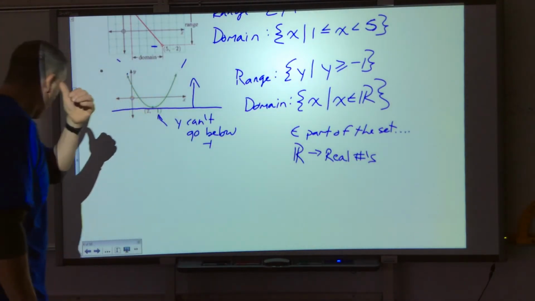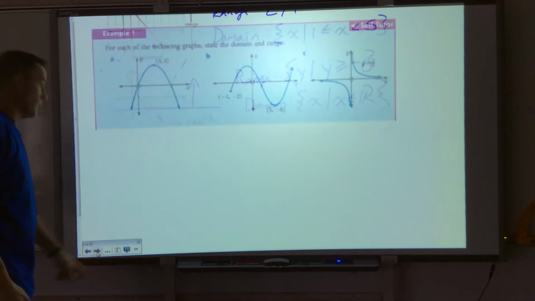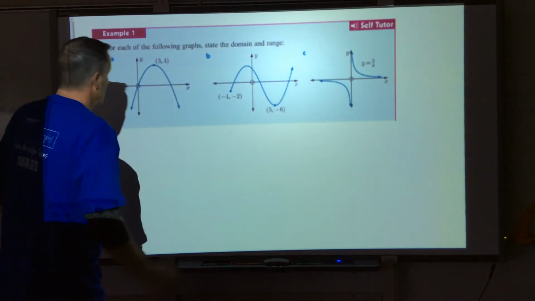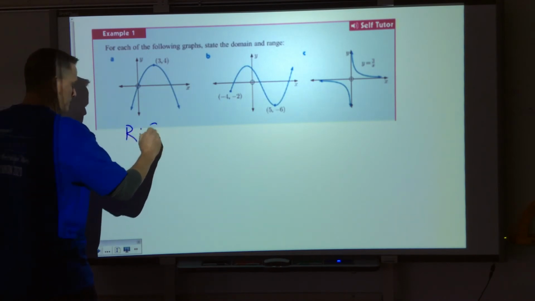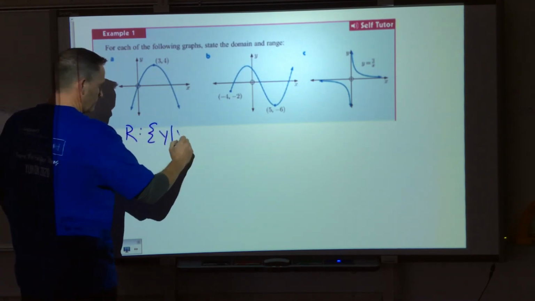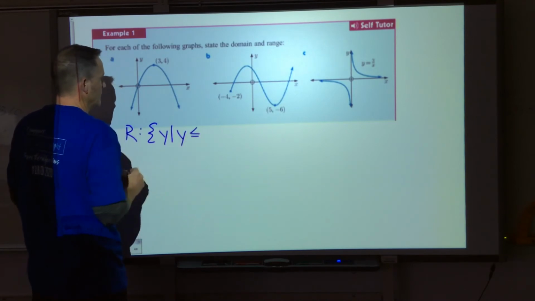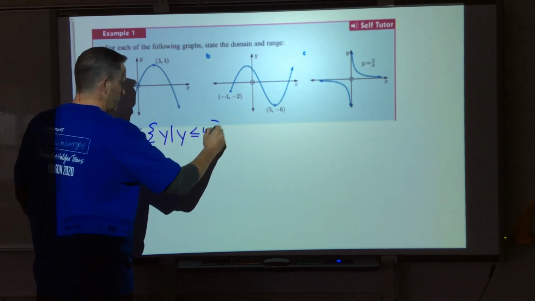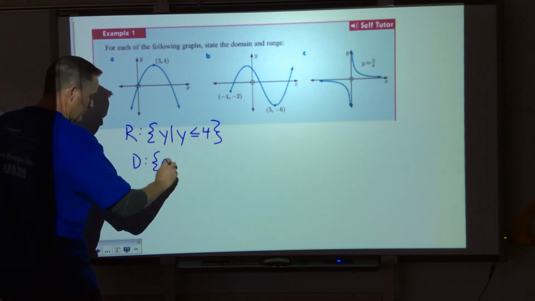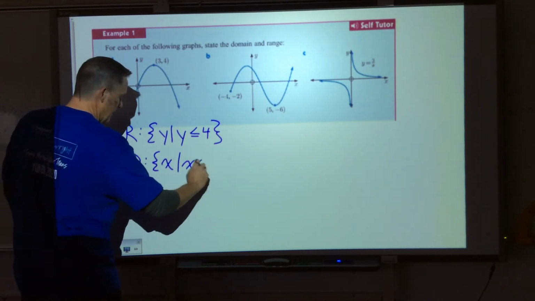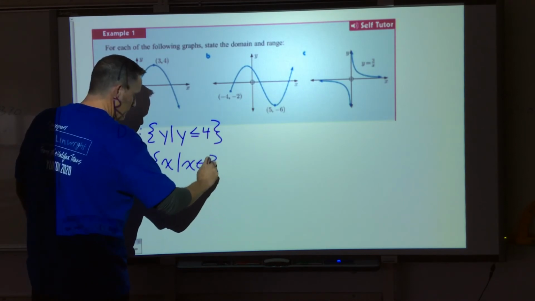Okay? Now, a couple more quick examples. Here, I'm just going to use range. It's y. Y is less than or equal to 4. Domain, x. X is contained in real numbers.